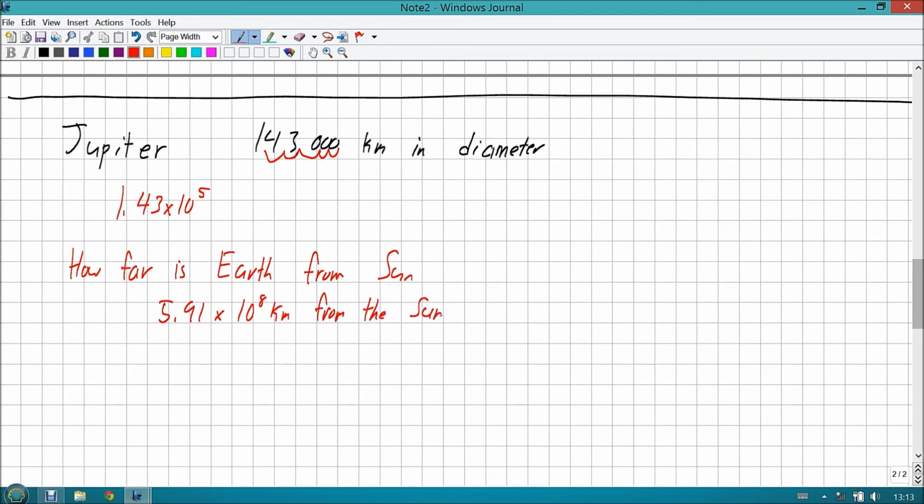What is that in normal terms? Well, I'd have to move it to the right 8 spaces. So I go 5.91 and move it to the right 8 spaces. 1, 2, 3, 4, 5, 6, 7, 8. So we'd have 591, 0, 0, 0, 0, 0, 0, or about 591 million kilometers from the Sun. So yeah, those are some big numbers that we can condense into a smaller space.